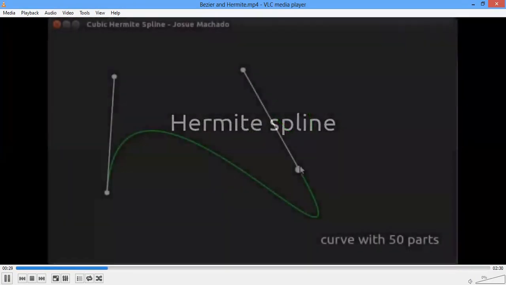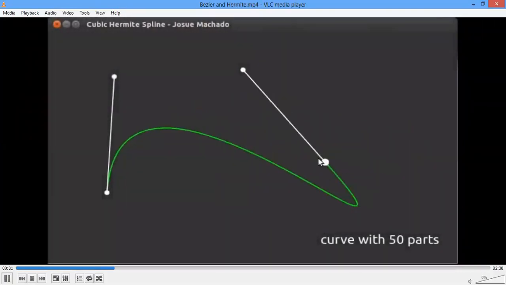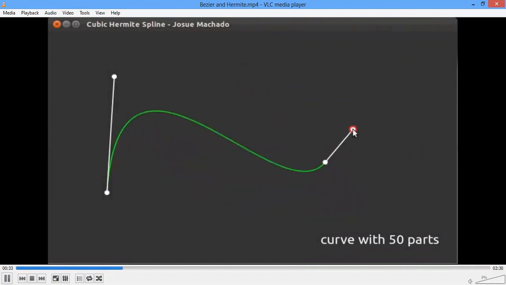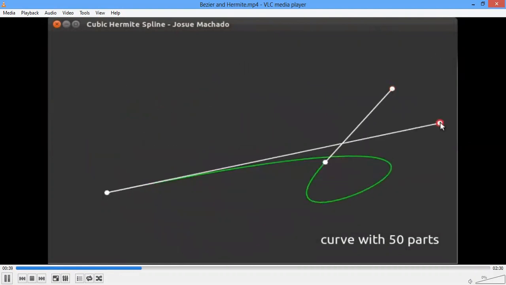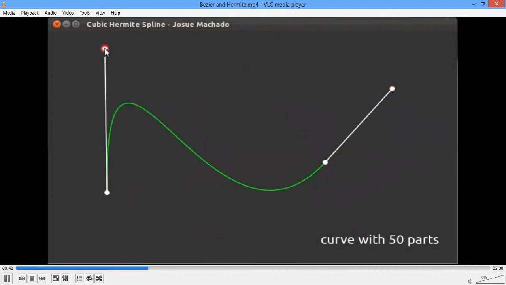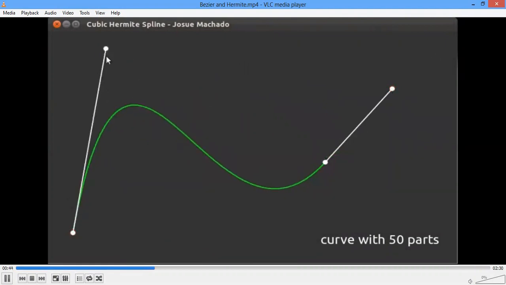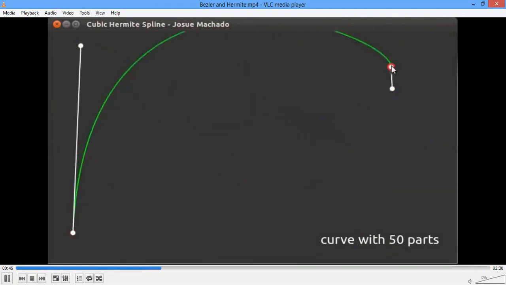So now let's see the Hermite spline. Here again, the curve is going to be made up of 50 small straight lines, so it appears to be a smooth curve. As we move these control points, the Hermite curve is going to change its shape accordingly, where it's going to be tangential to the first and the last point.